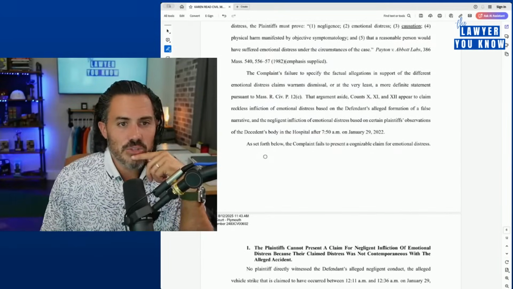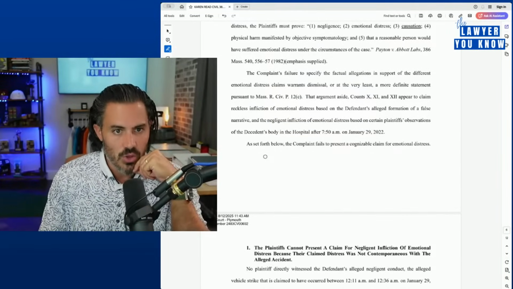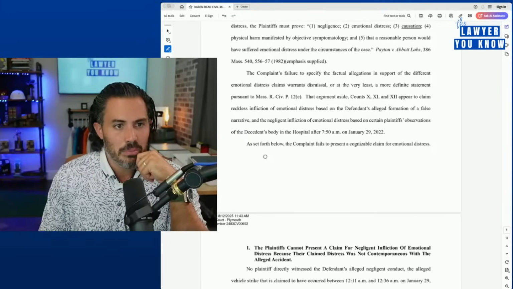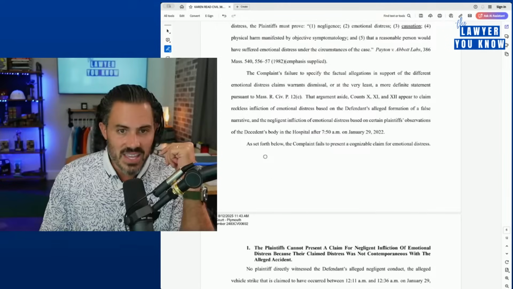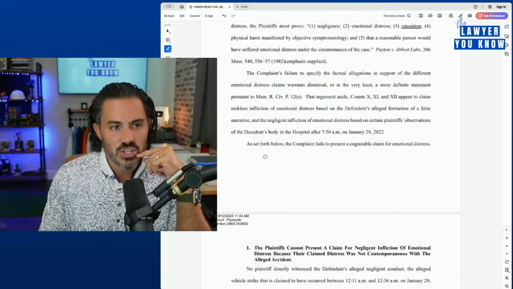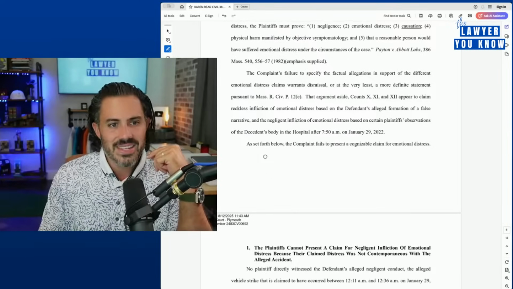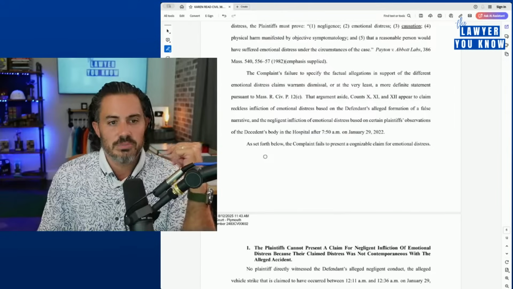The complaint's failure to specify the factual allegations in support of the different emotional distress claims warrants dismissal, or at the very least, a more definite statement pursuant to this Massachusetts rule. That argument aside, these counts appear to claim reckless infliction of emotional distress based on the defendant's alleged formation of a false narrative and the negligent infliction of emotional distress based on certain plaintiffs' observation of the decedent's body in the hospital.